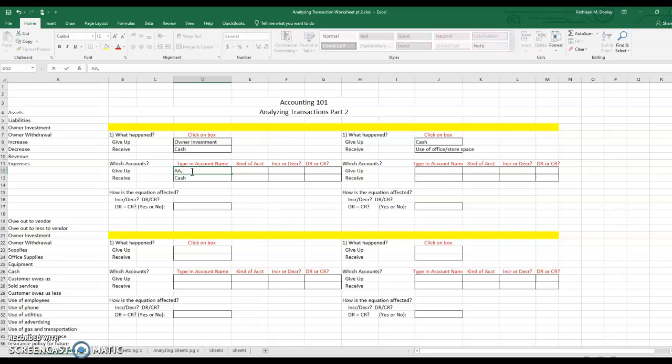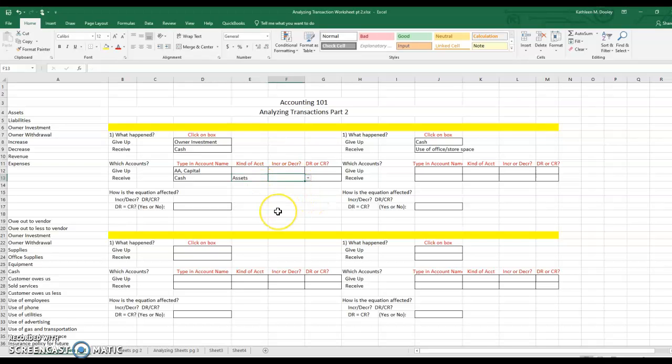So AA, comma, capital. All right, so now we have our two account names in, and we need to put the kinds of accounts, whether there's increase or decrease or debit or credit. Okay, and so let's start with the cash. Cash is always a little bit easier to deal with. What kind of account is cash? Well, the business owns the cash, so it would be an asset.